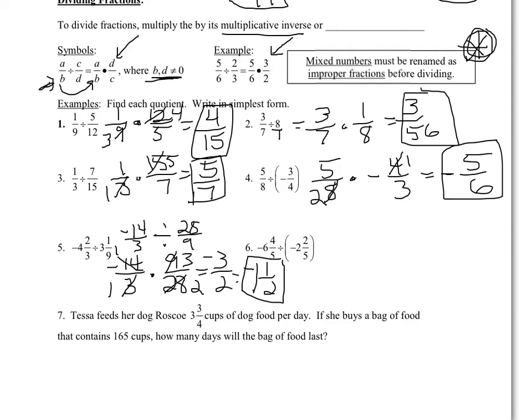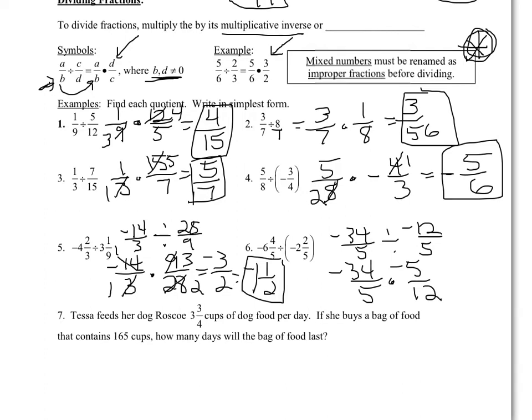All right, let's look at number 6. Negative 6 4/5 is a negative 34/5, right? 6 times 5 is 30 plus 4 is 34. Divided by negative 2 2/5 would be a negative 12/5, because that's 5 times 2 is 10 plus 2 is 12. So then we have negative 34/5 times a negative 5/12.